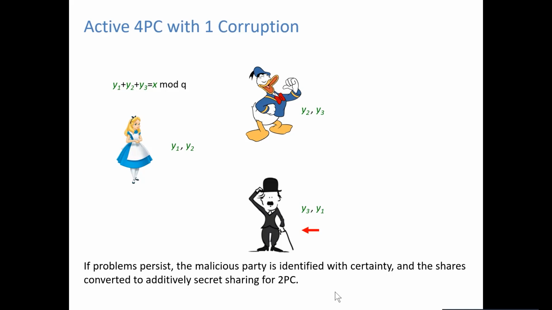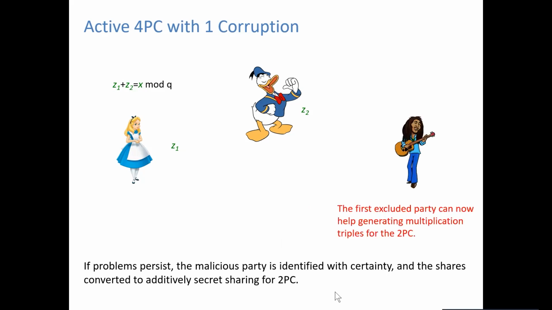If no problem happens, then you continue with the 3PC solution and you finish things up. Otherwise, if some problem happens, exclude Charlie, and you move to the scenario with 2 computing parties only, Alice and Donald. But then, if you realize that Charlie was the one that was actually malicious, then you can do the computation with these 2 parties, but you can bring Bob back to be the trusted initializer. Bob will be the one generating multiplication triples for this 2PC computation. So that's essentially how the Fantastic 4 underlying MPC scheme works.